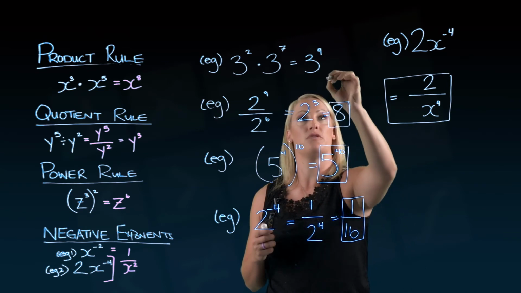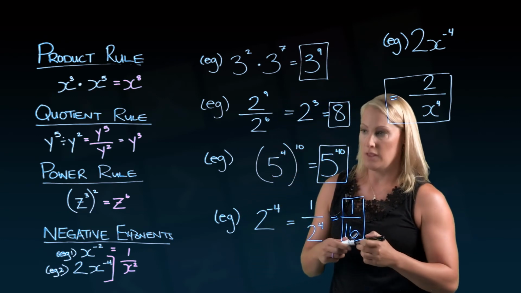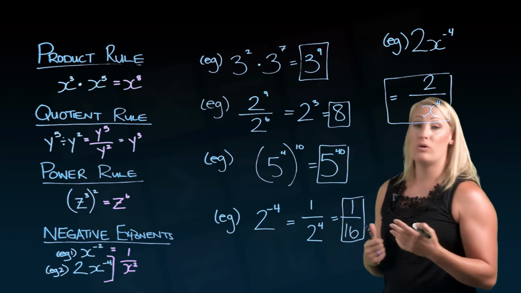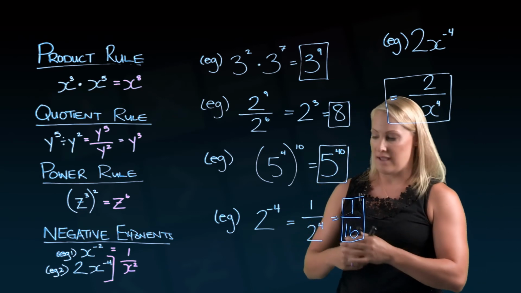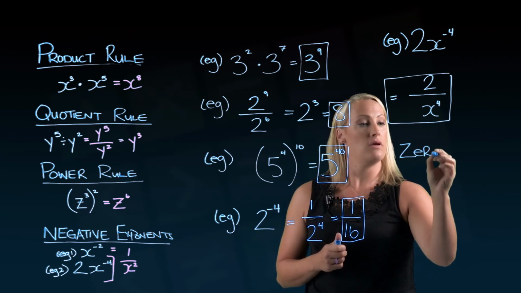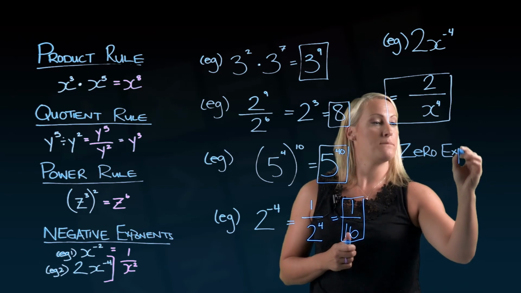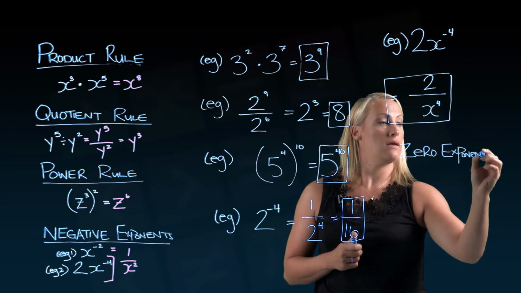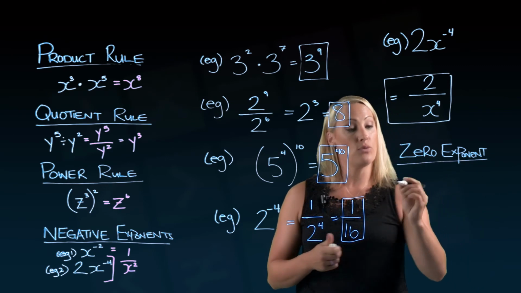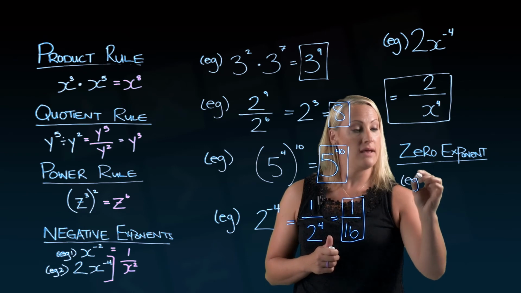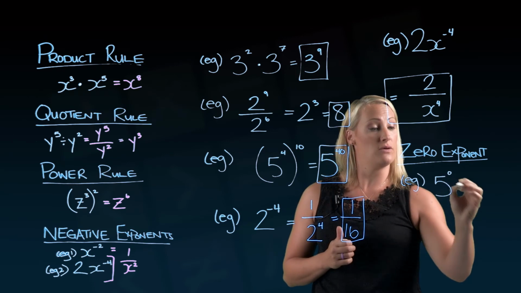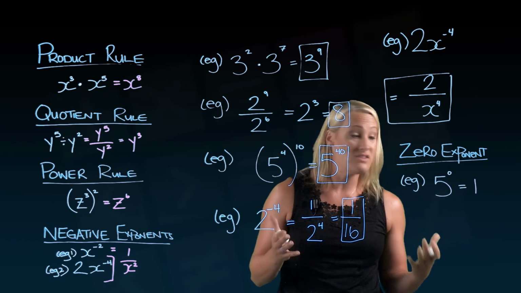We're getting a little messy here, so I'm just going to give you your final answers there. So those are your basic exponent rules: the product, quotient, power rule, and negative exponents. And one last one I just want to throw up here for you is a zero exponent. This one's kind of cool because it has a very consistent rule. The rule is that anything to the power of 0 equals 1. It doesn't matter what that number is.